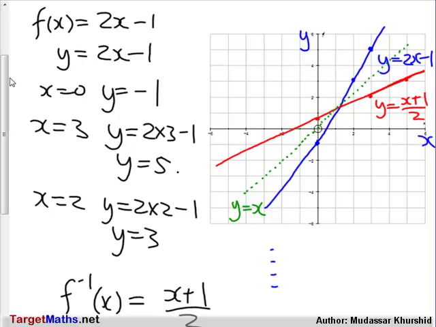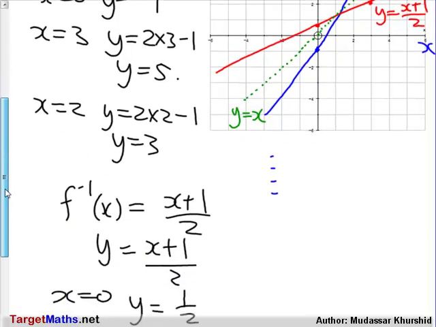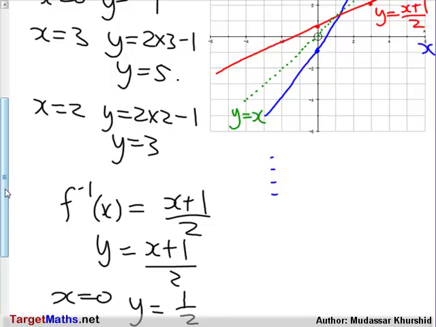So this then is how we can check the inverse function and its graph. The inverse function will be a reflection of the original function along the line y is equal to x.